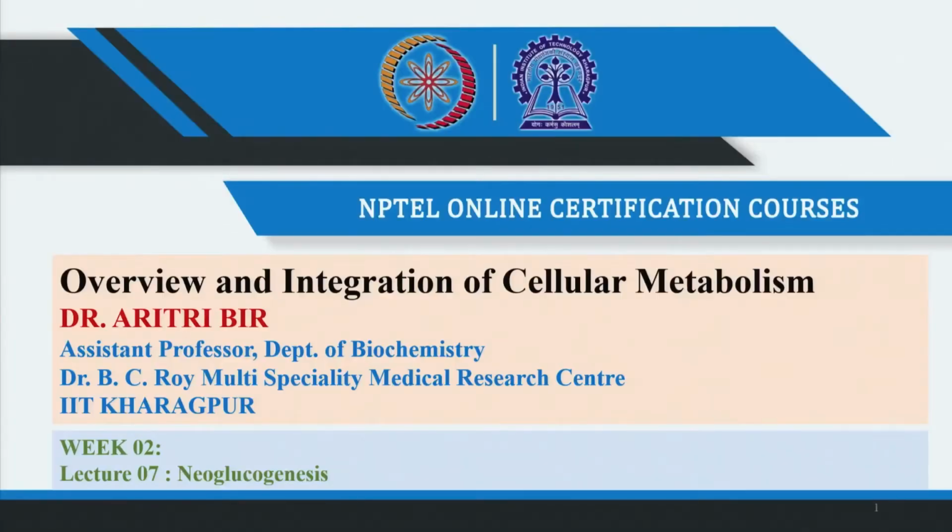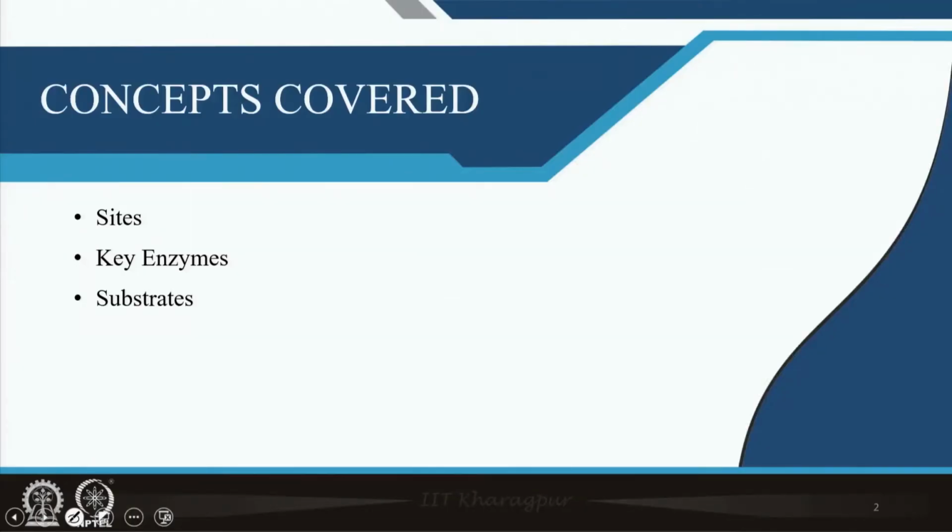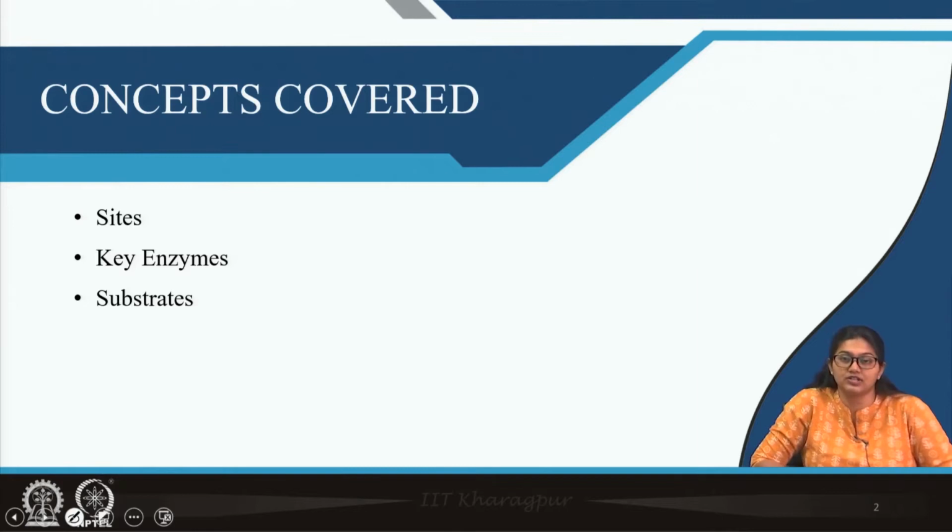So we are in the session of overview and integration of cellular metabolism, and here we will discuss neoglucogenesis or gluconeogenesis, where the concepts covered will be the different sites where neoglucogenesis occurs. Definitely we will also discuss what is neoglucogenesis and where neoglucogenesis is happening inside the cell or in different organs. Then what are the different reactions and their respective enzymes, important enzymes or key enzymes related to neoglucogenesis, and also different substrates which are utilized in the process.